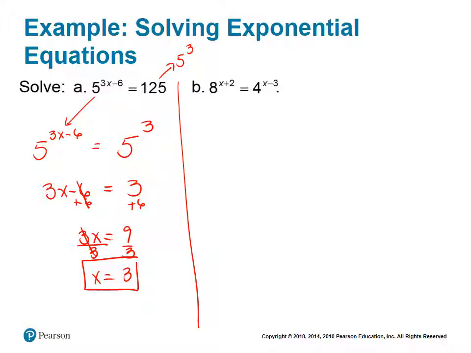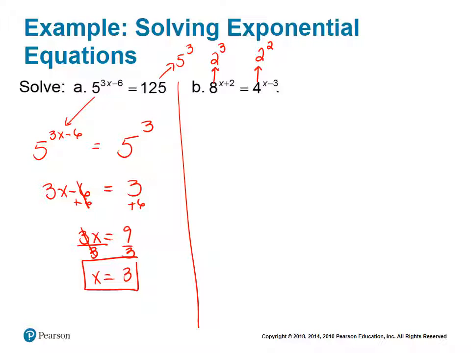On the other side, example B, we see an 8 and a 4 as the bases. And you cannot rewrite 8 as a base of 4 or vice versa. But both of those numbers are divisible by 2. 4 is actually 2 squared, 2 times 2. 8 is actually 2 to the third, 2 times 2 times 2.